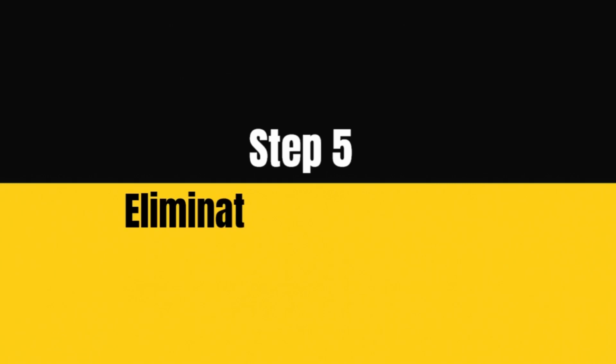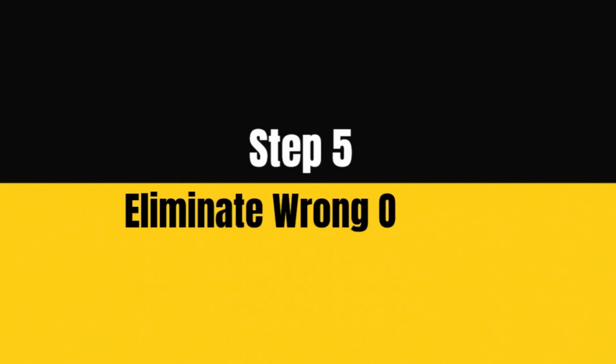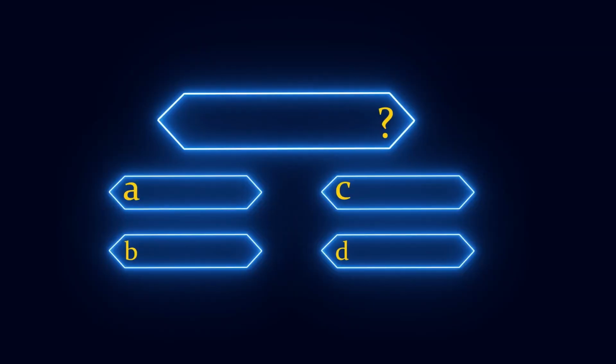Step number 5. Eliminate wrong options. This is just an extra trick, exam trick. In MCQs, don't try to directly guess the right answer. Instead, remove wrong answers. If the passage is serious, eliminate humorous and playful tones. Now choose between the remaining options. This increases accuracy in exams.